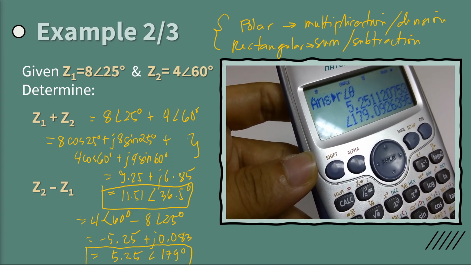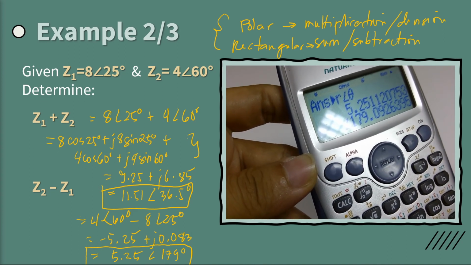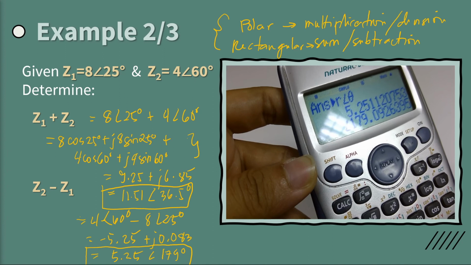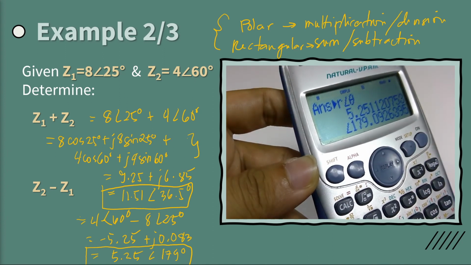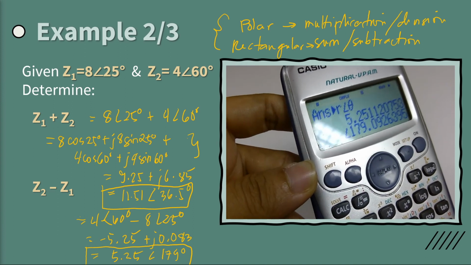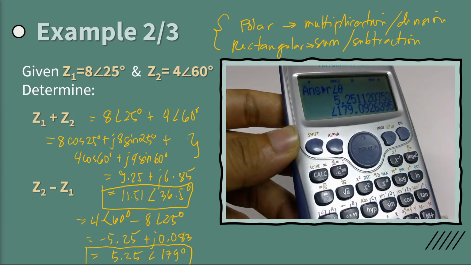So that's it. You don't need to worry whether you are going to use polar or rectangular, for multiplication or whatever basic math operation, as long as you have your calculator. You just need to practice how to solve using your calculator.